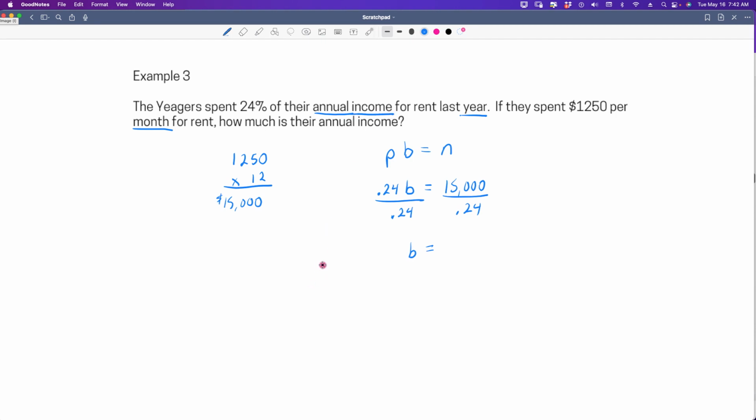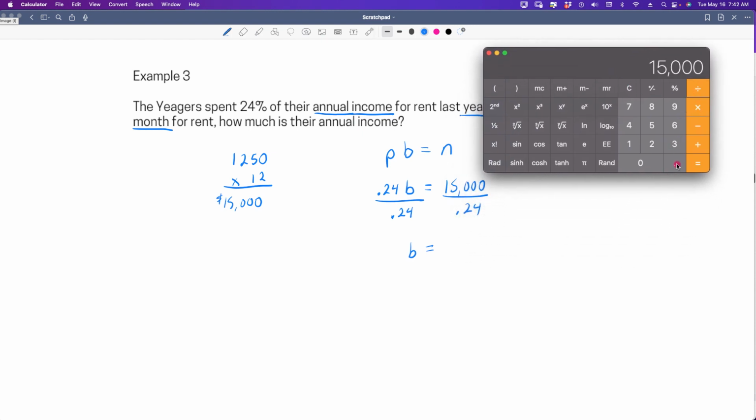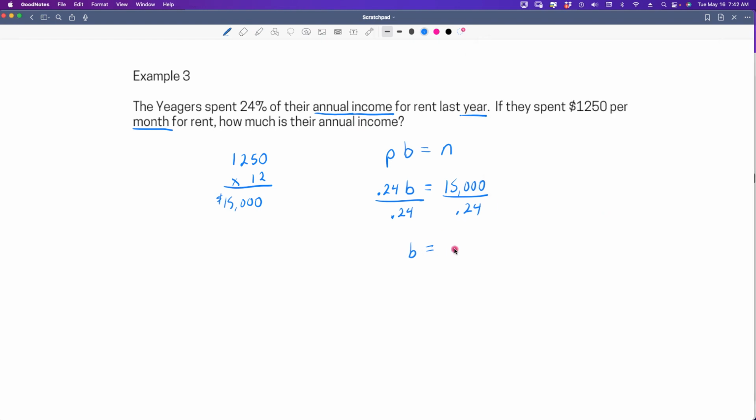So when we divide 15,000 by 0.24, we get $62,500. So they made $62,500 last year, and that is their annual income.